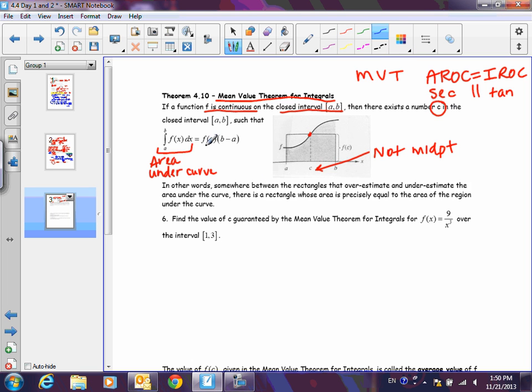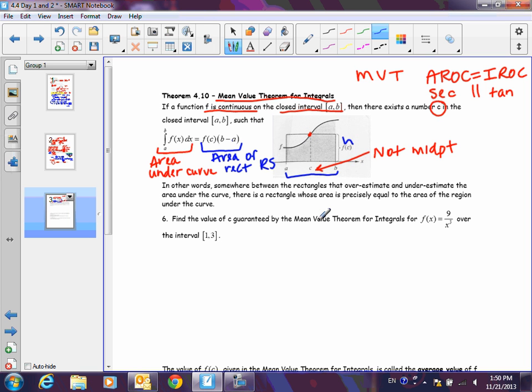This part over here is the area of the rectangle. So how do you find the area of a rectangle? Length times width, or base times height, however you want to put it. And this is like Riemann sums, okay? But we're just talking one rectangle, one really, really special rectangle. F of C is the height of that rectangle. What's the width of this rectangle? A to B. So how do we represent that?